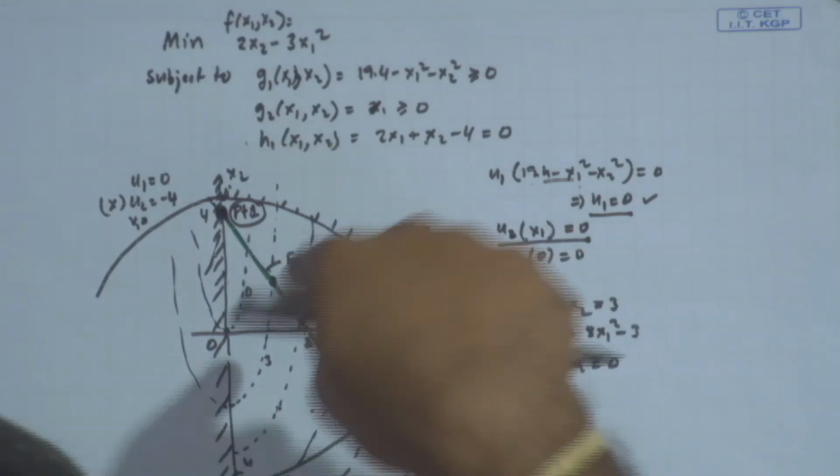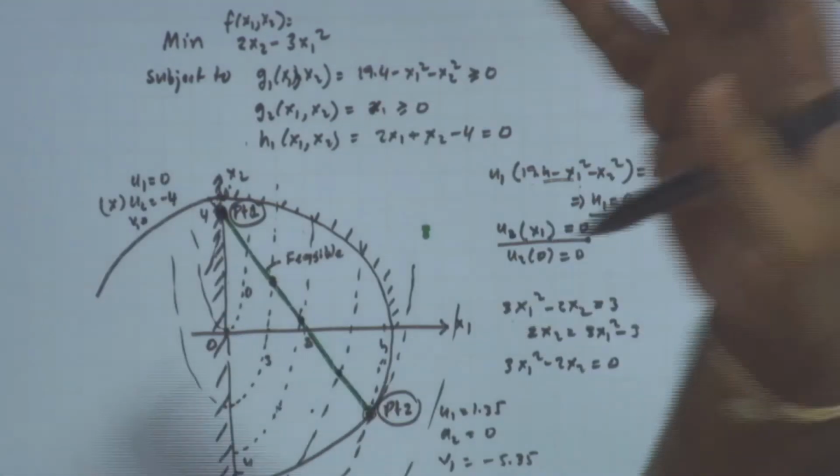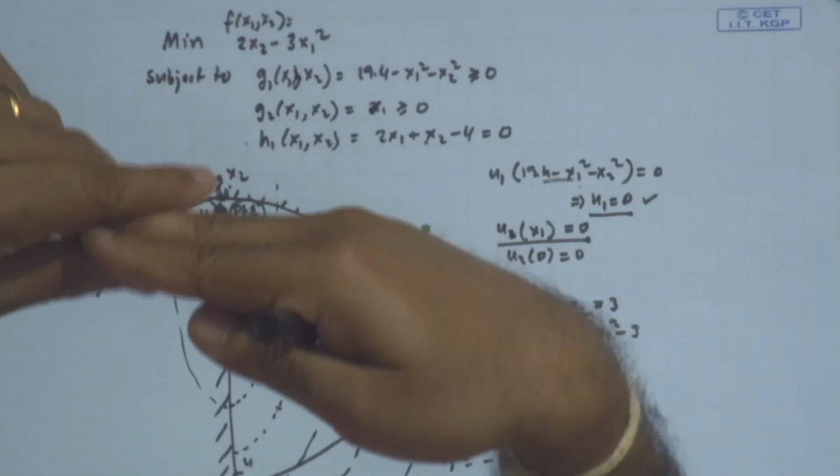And as I just showed you through this graph, it has to be a KKT point. See if you are getting that.